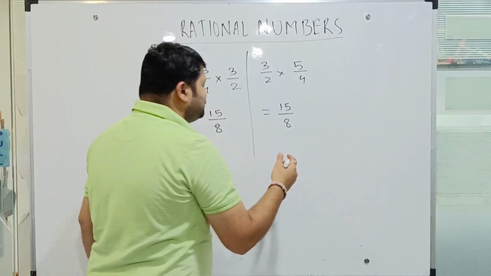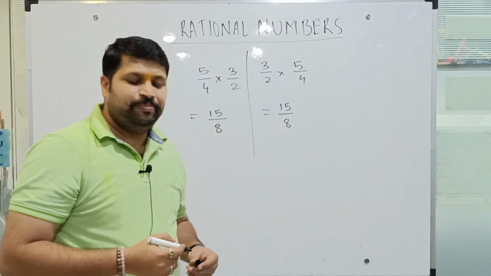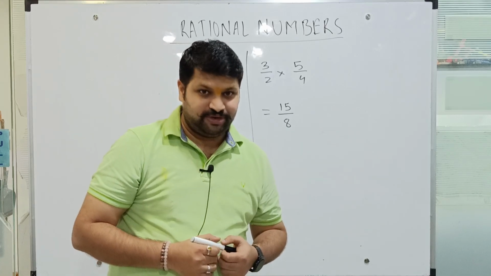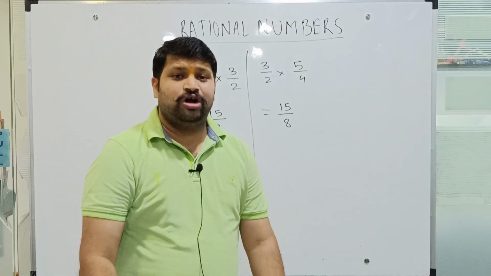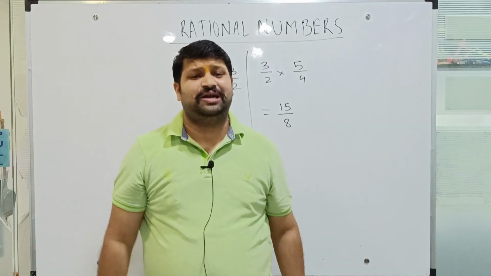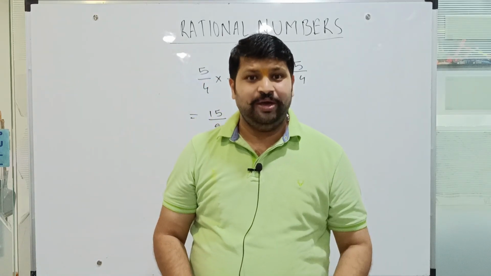Thus, I can say that multiplication of rational numbers is commutative. Now let's go ahead and talk about the associative property. Yes, the same old property where we group them separately and then multiply them. Okay.